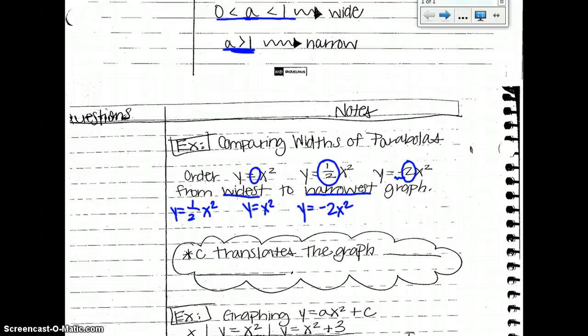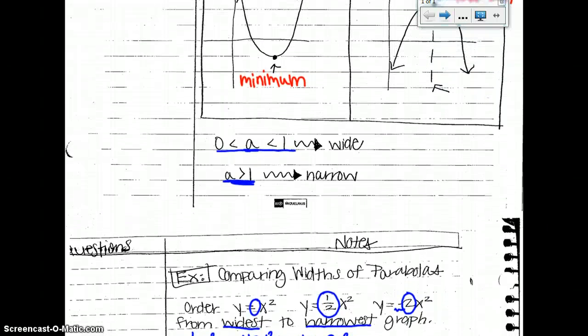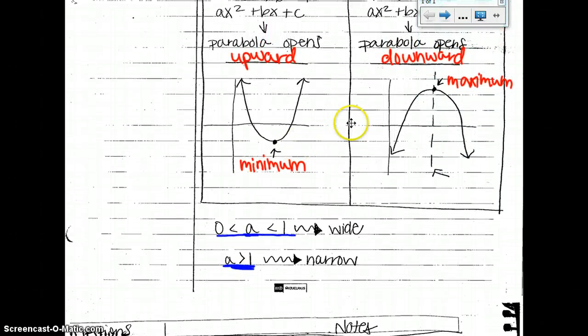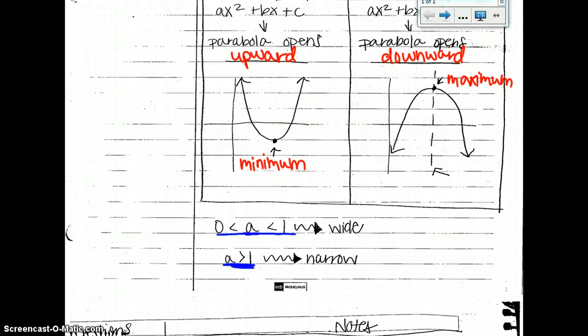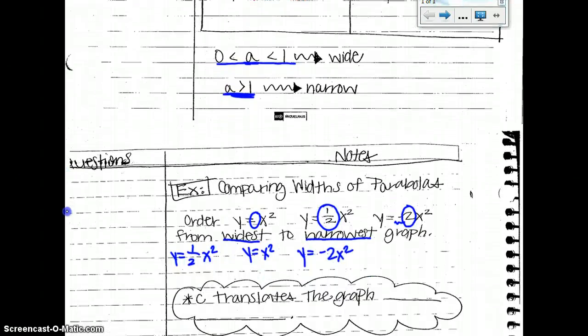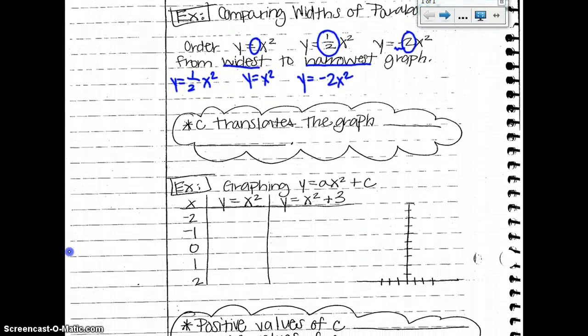Okay, so far we have learned that the a decides if the graph points upward or downward and how wide or narrow the graph is. We're now going to look at what the c does. c translates the graph up or down.